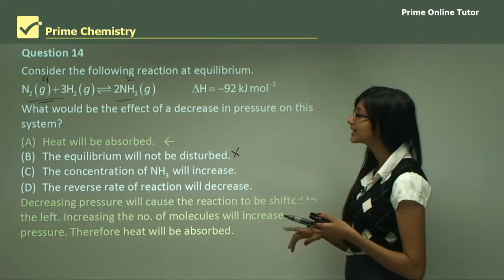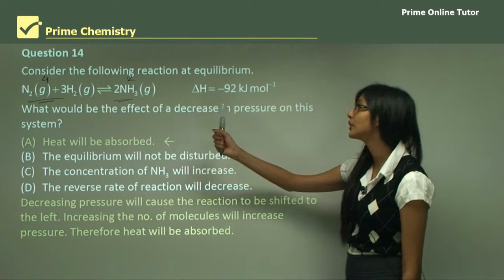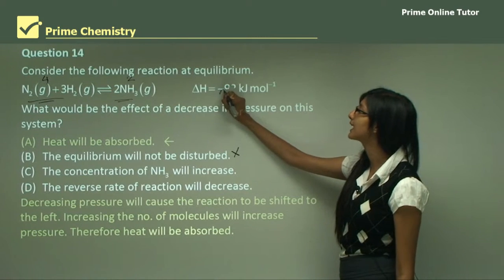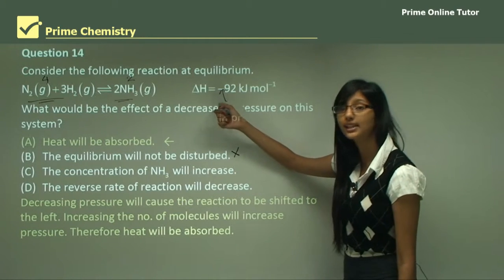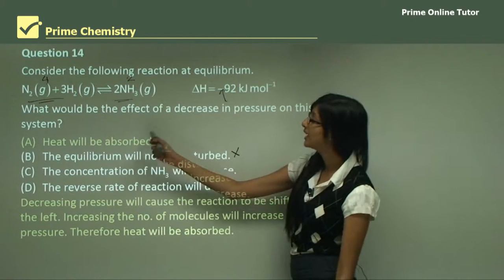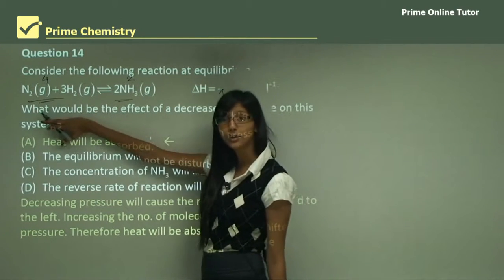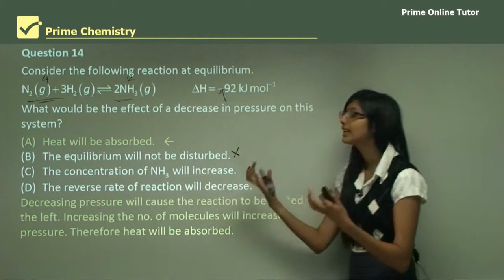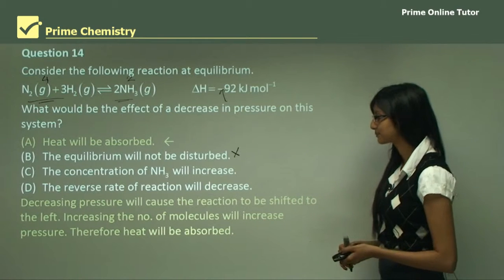And why is that? Because it suggests heat will be absorbed. And we know that the reaction is exothermic. From what? From this negative sign. This means that energy is released, so energy is one of the products. Therefore, if we decrease the pressure, the reaction will move backward to increase the pressure and form more molecules. As a result, heat will be absorbed, because the backward reaction is endothermic.